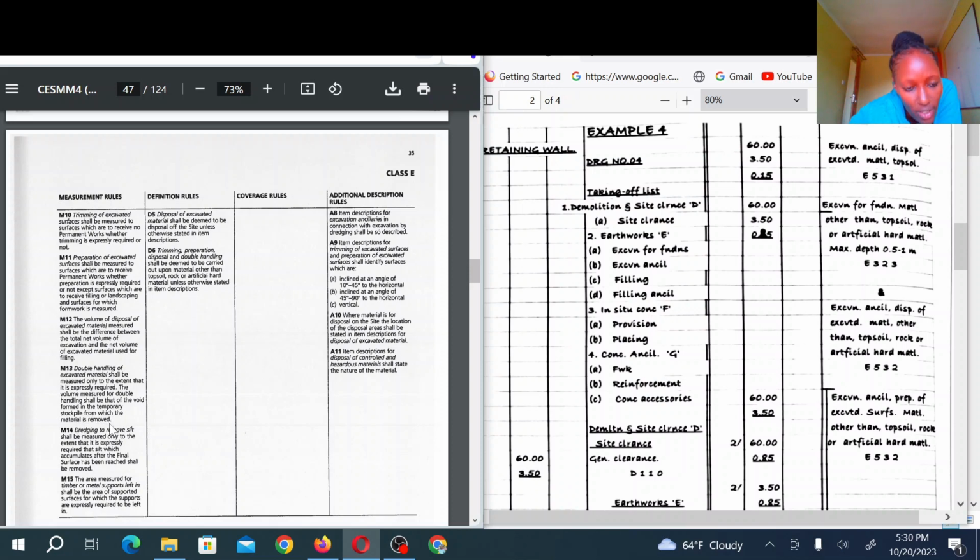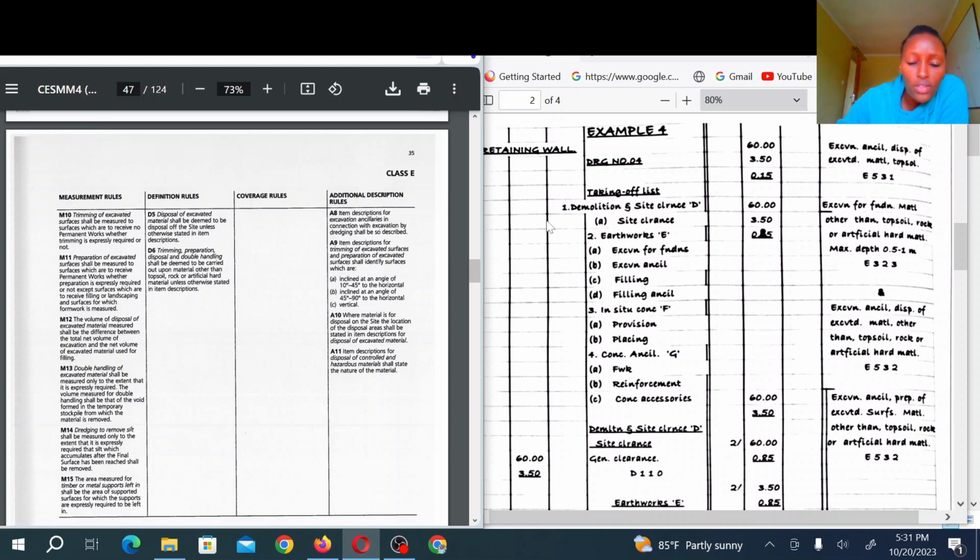The volume measured for double handling shall be that of the void formed in the temporary stockpile from which the material is removed. If you want to know how trimming of excavated surfaces should be measured, you are told that trimming shall be measured to surfaces which are to receive no permanent works, whether trimming is expressly required or not. You remember what we talked about expressly required there? Those are some of the terms used in the bill of quantities. If you want to know, you just go to where we covered this in chapter 1, the terms and definitions that you're going to experience when you're taking off using the CESMM4.